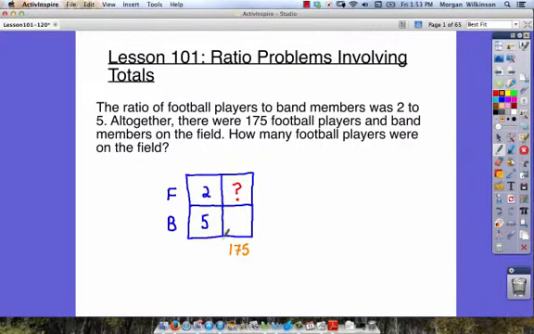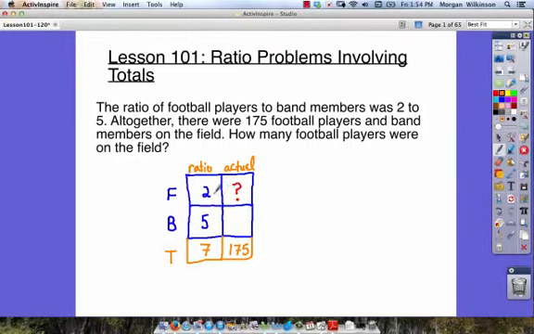Now in order to make this work, we're going to have to make a third row. We know there's 2 football players for every 5 band members, so there's 7 total people. Now we can make the total row, so we have 3 rows and 2 columns. Football players, band members, total, for our ratio and our actual. It's nice to label those columns so you know exactly what you mean.